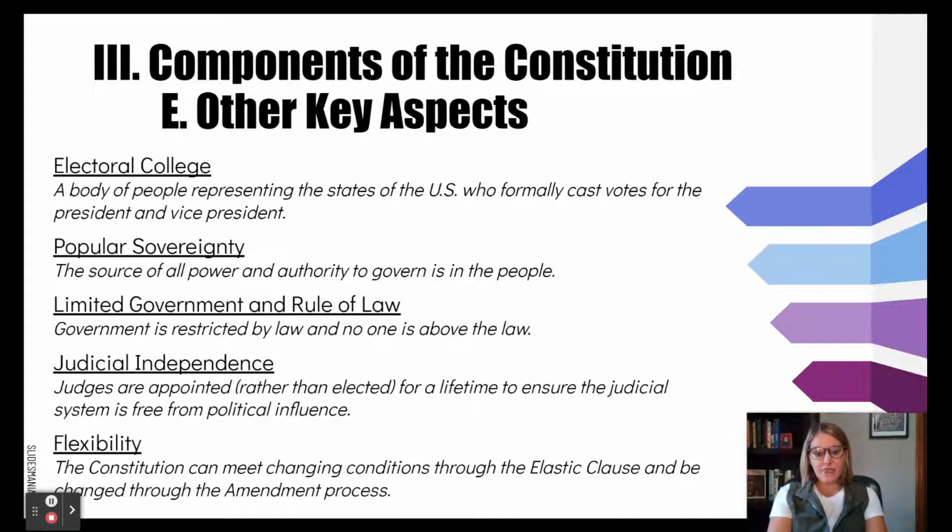Limited government and rule of law. Government is not free to do whatever they want. They are restricted by law. They are restricted by the Constitution. And no one is above the law. Even the president must follow the laws set forward in this nation.